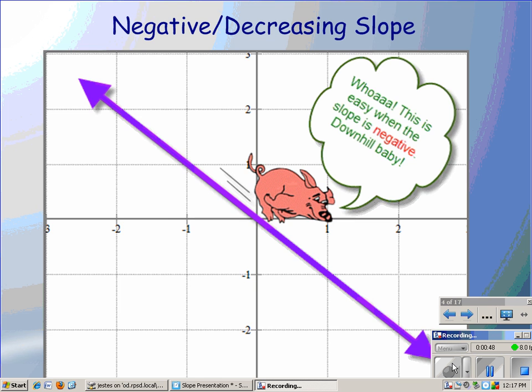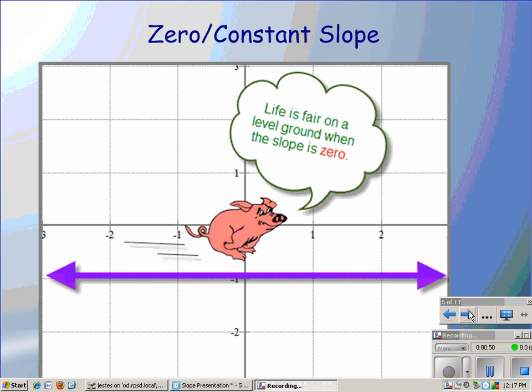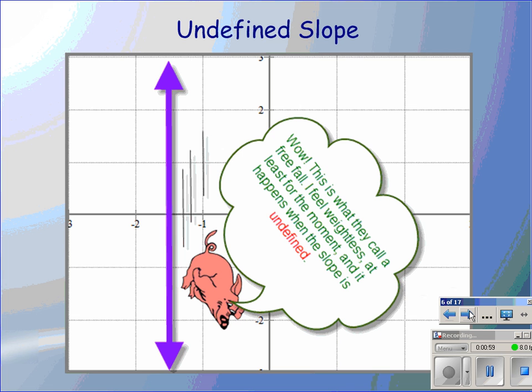The third type of slope is zero or constant slope. Life is fair on a level ground when the slope is zero. And finally, undefined slope. Wow, this is what they call a free fall. I feel weightless, at least for the moment, and it happens when the slope is undefined.